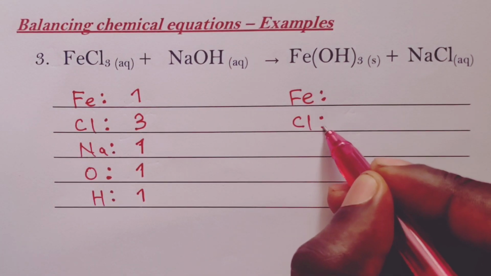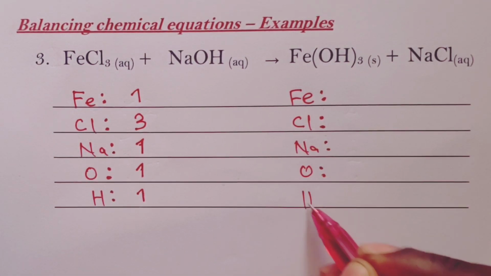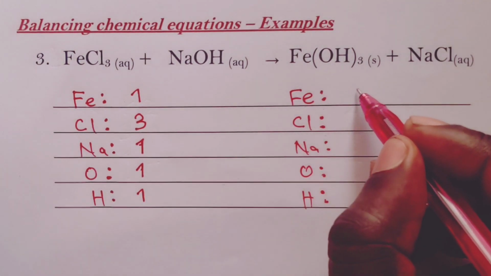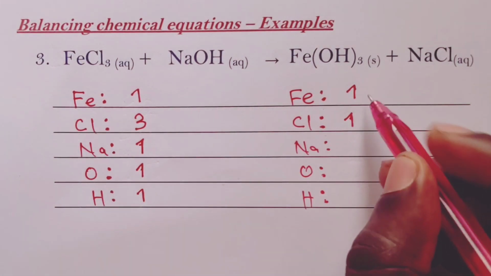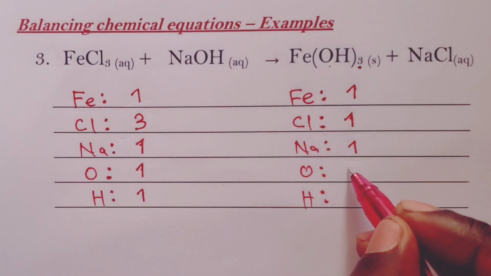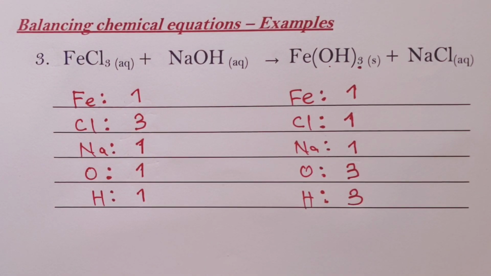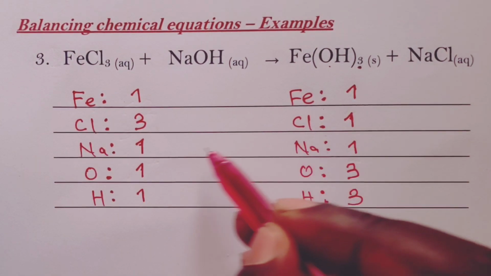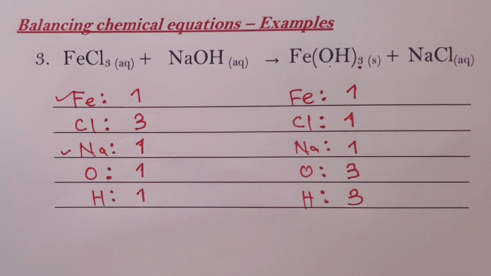Moving to the product side, I still have iron. There is chlorine. There is sodium. There is oxygen as well and hydrogen. Let's see how many we have. On the right, iron is still 1. Chlorine is 1 now. Sodium, I can see 1. Oxygens, the 3 here will affect it, so I have 3. And hydrogens are also 3. So here, I can see only iron and sodium are balanced. The other 3 are not.